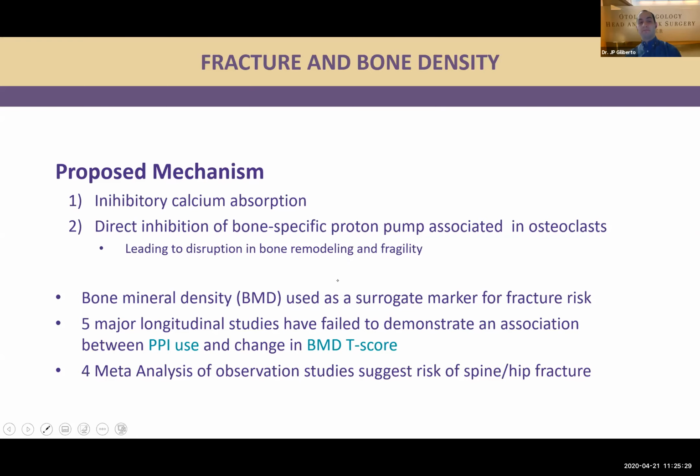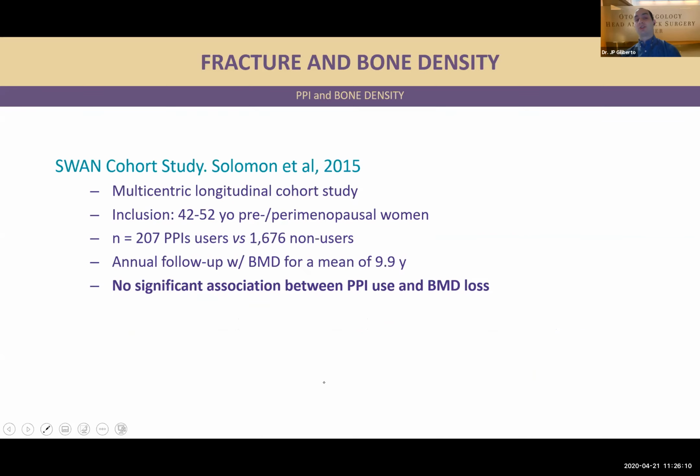Why this is important is because bone mineral density has always been used as a surrogate marker for fracture risk. It's easily reported and seen in these large prospective studies. However, it's important to understand that this second proposed mechanism unlinks density from fracture risk. So if you look at the data, the major longitudinal studies have failed to demonstrate an association between PPI use and osteoporosis, but there have been a number of meta-analyses of observational studies that show that there's an actual risk of fractures, even though the bone mineral density does not necessarily change.